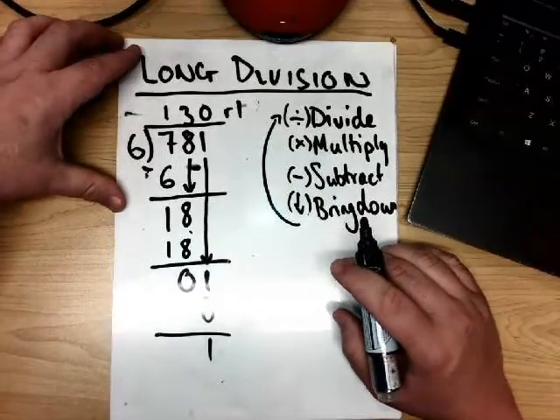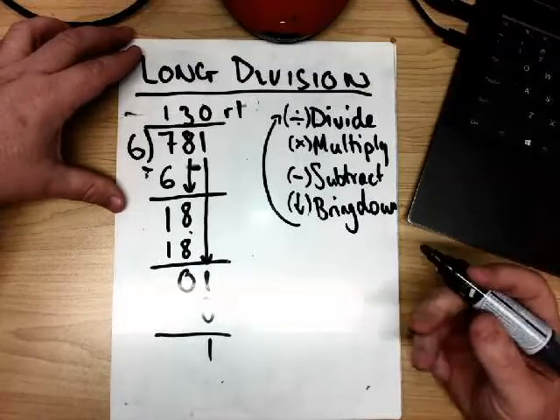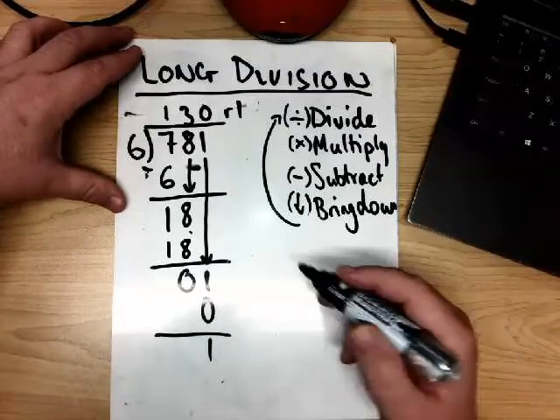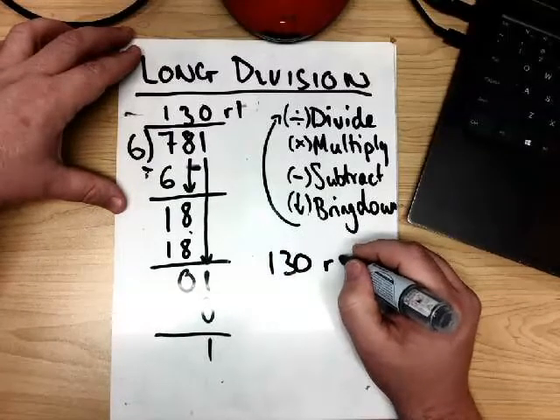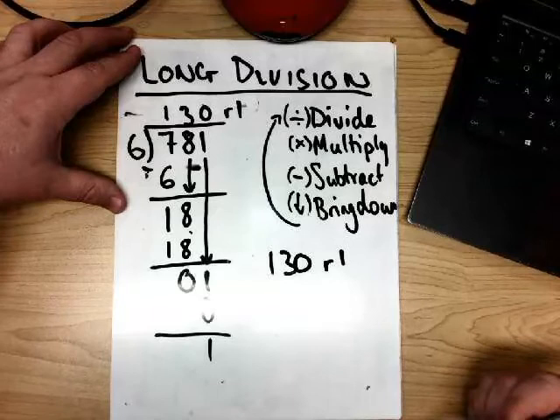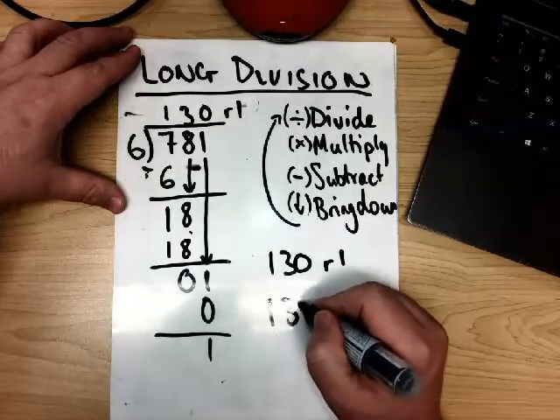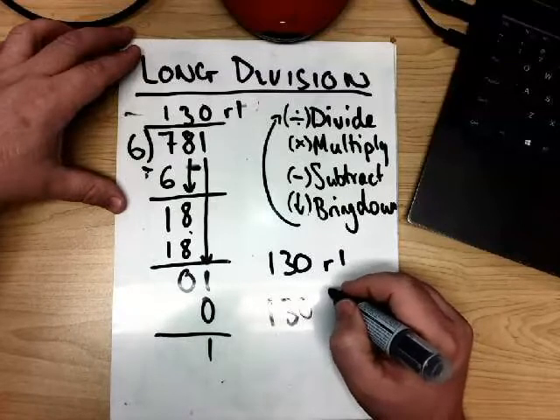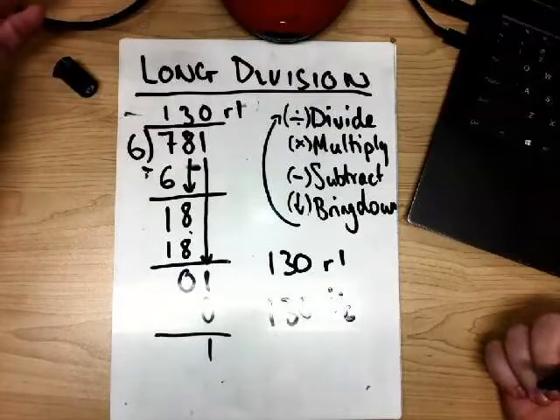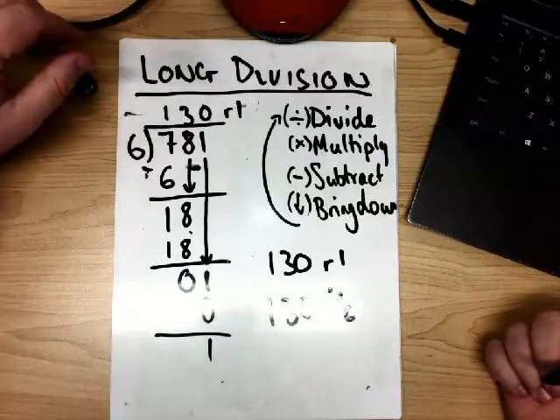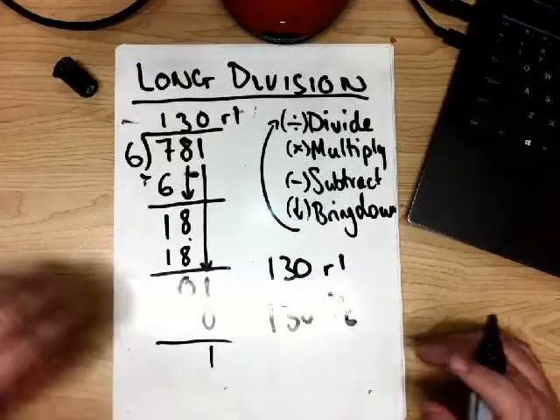Now, it's getting a bit tricky to see. That makes sense. Okay, so we can write that a different way. We can write that as 130 remainder 1, or we can go 130 and 1/6. And that is 130 divided by 6 is 130 1/6. Alright, so let's have another look at a different example.